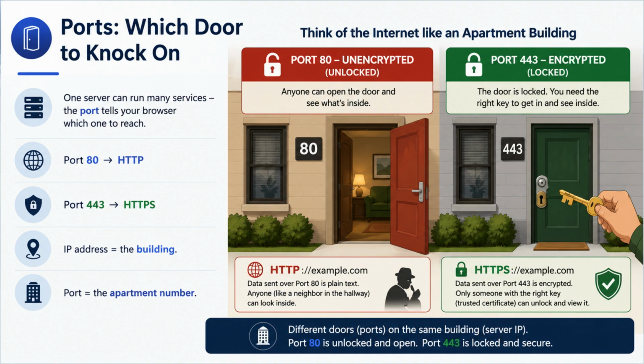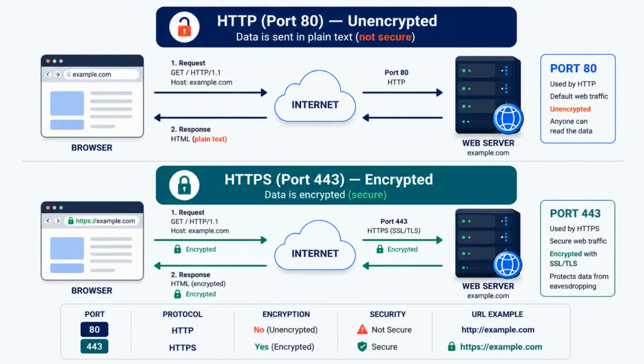HTTPS:// means port 443. This diagram puts the two protocols side by side. Top half, port 80, HTTP. Request and response travel as plain text. Anyone intercepting that traffic can read it. Bottom half, port 443, HTTPS. Same request/response shape, but everything's encrypted end to end.